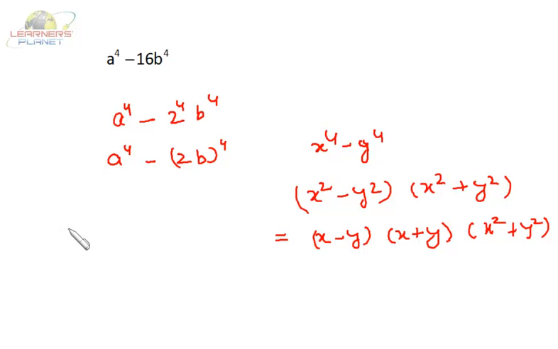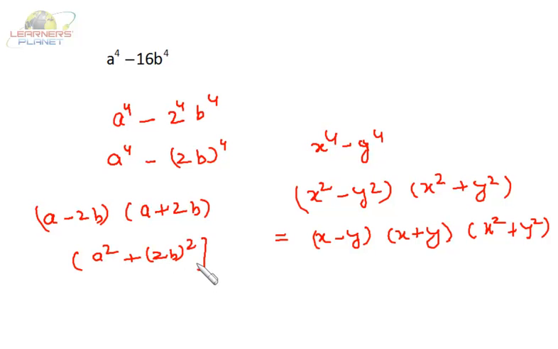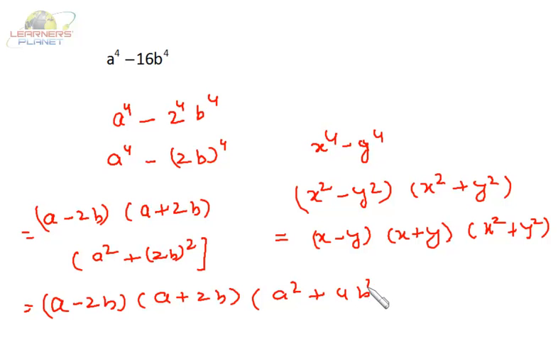So it's a minus 2b, a plus 2b, and a square plus 2b whole square. Many times students get confused. Instead of y they write 2b, but when they have to square they just write 2b square. It's actually 2b whole square. So your final answer will be a minus 2b, a plus 2b, and a square plus 4b square. It will not be 2b square, it will be 4b square. So do not make this mistake.